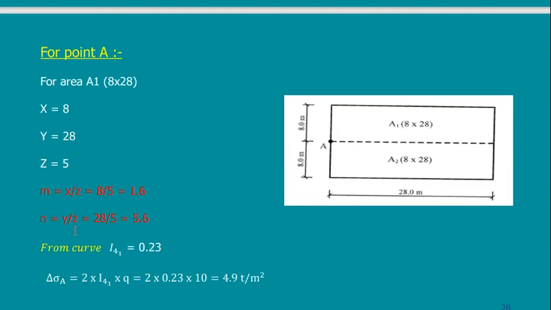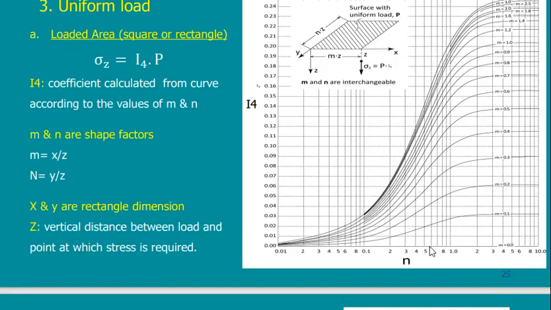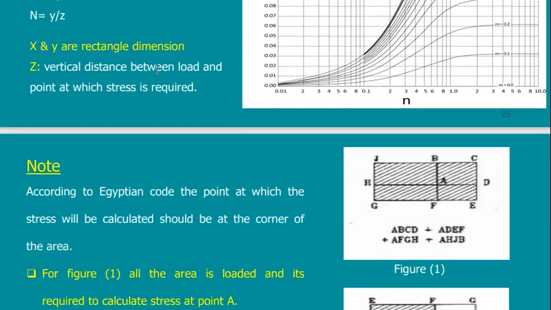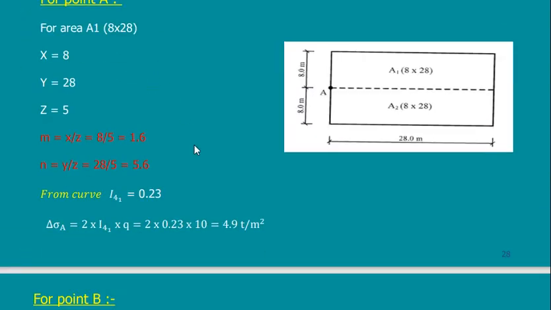This is Z. I'll just calculate M and N, use M and N, go to the curve, get the value here. Here, this curve, this is M, and this is N, and these curves have different values for M. So using the value of N with the value of M, I will go vertically from here till I cut the curve for M, and then get I4. Put I4, multiply it by the value of the stress. I will get the stress at the point where I need. This is very, very easy.